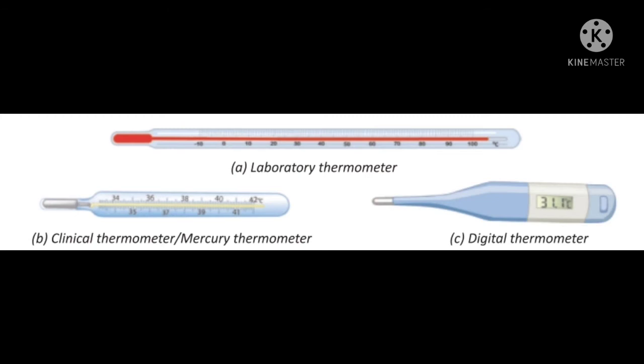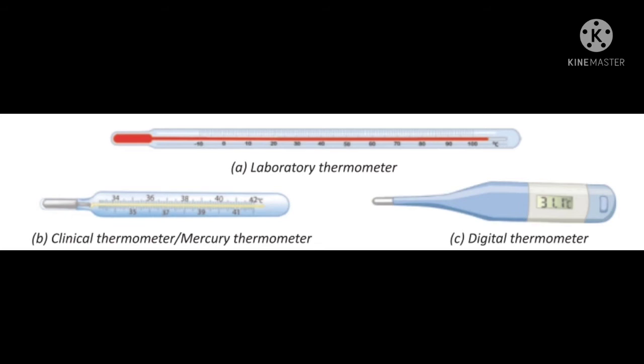I hope that you have completed the homework also. Please complete that. The next topic is reading a conventional thermometer. The thermometers that we use in the laboratory are called laboratory thermometers. Then the thermometer which we use to check body temperature is called a clinical thermometer.